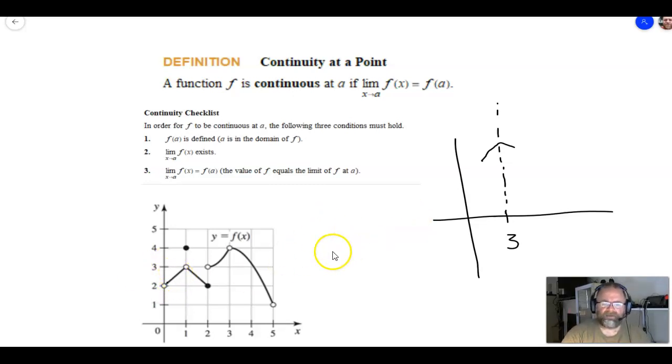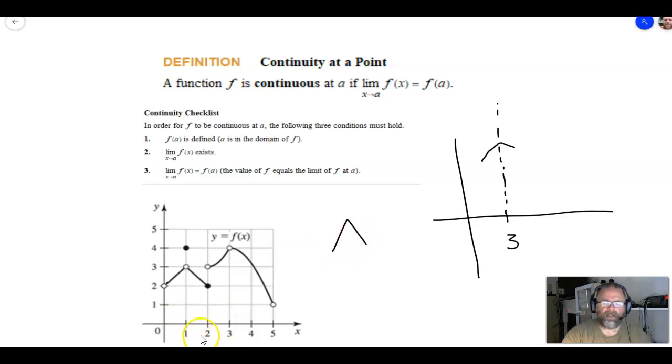It doesn't even have to be smooth. It can be a sharp edge like that. But as long as I can move from one side to the other without lifting my pen, then it is continuous.